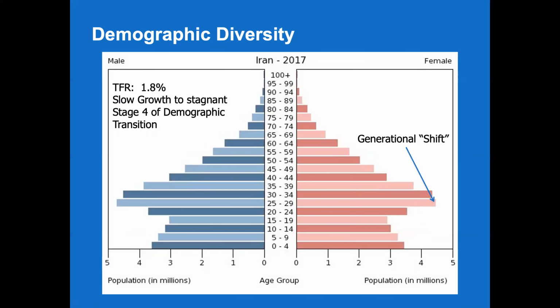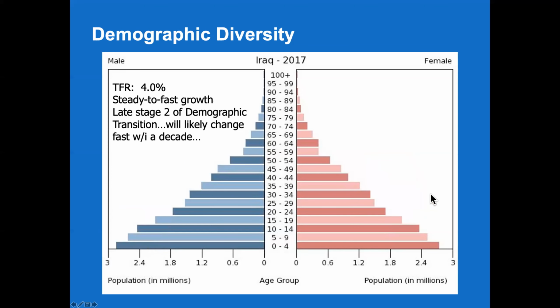Here's Turkey, Iran. Here's a very significant generational shift. Iran went from a stage 2 country, say about 40 years ago, to suddenly a stage 4 country very, very quickly. There's a generational shift right there about 30 years ago. So the usage of contraception became more widely available. Here's an example of Iraq in 2017, still fast growing, still stage 2 of demographic, probably beginning to slow down in its population shape, starting to anyway.